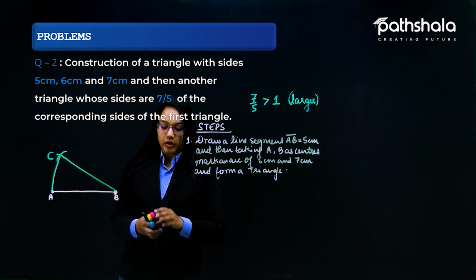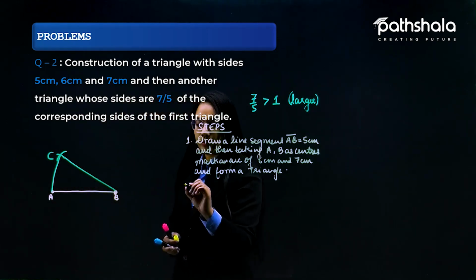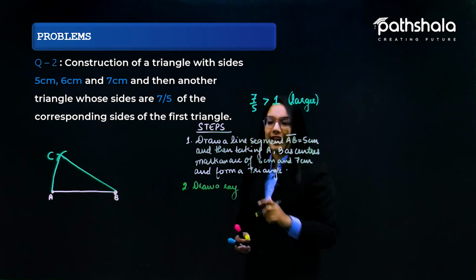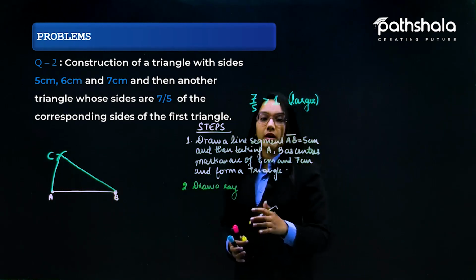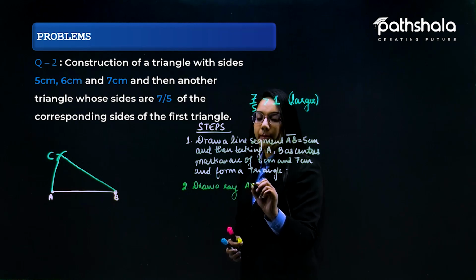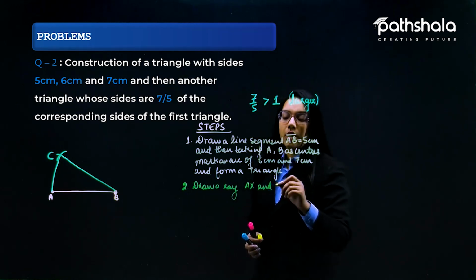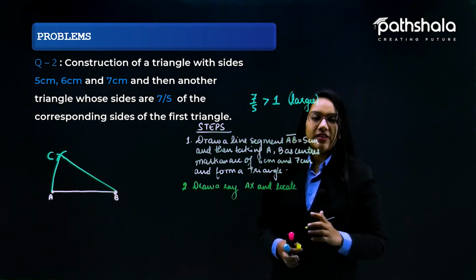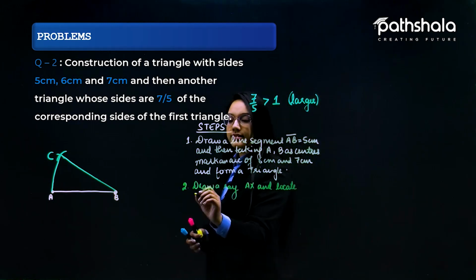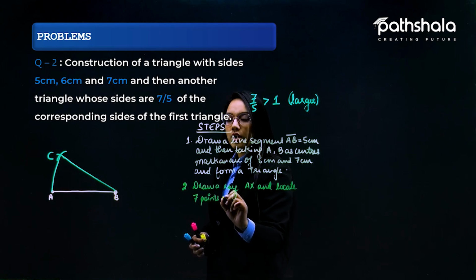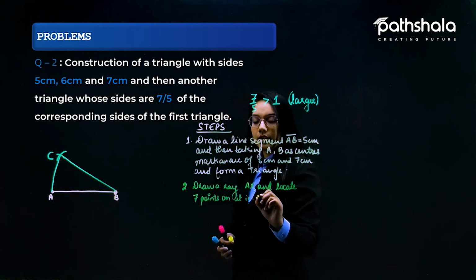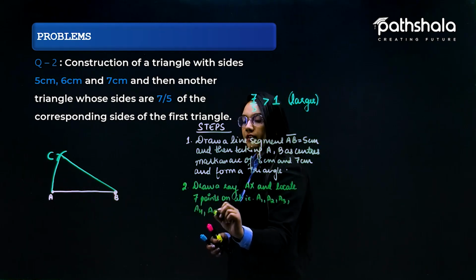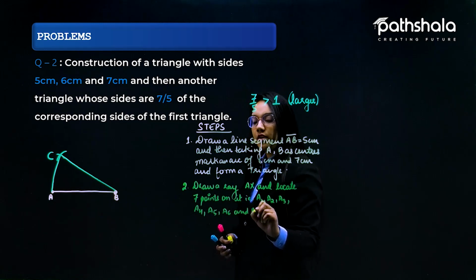Now let's move on. Step number 2 is to draw a ray BX. As we know that among 7 and 5, 7 is greater, so locate 7 points on it, that is A1, A2, A3, A4, A5, A6 and A7, which are all equal.